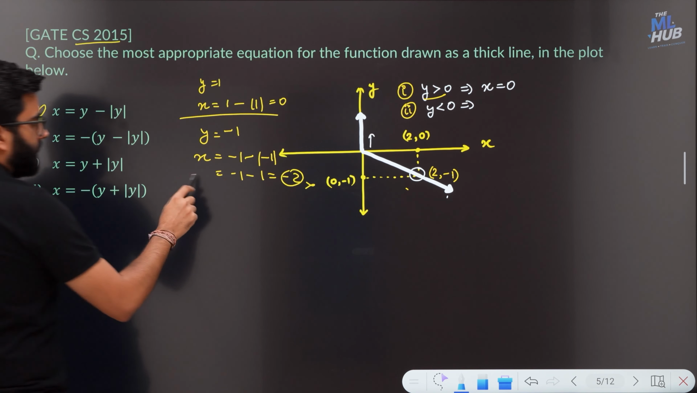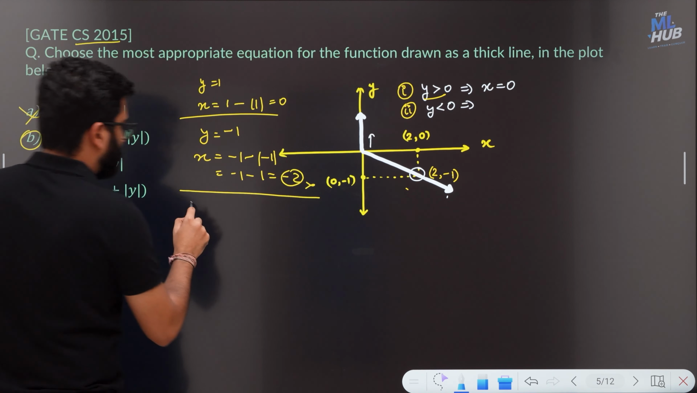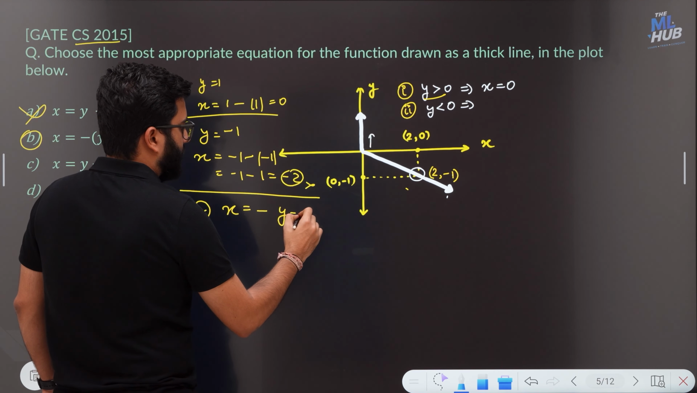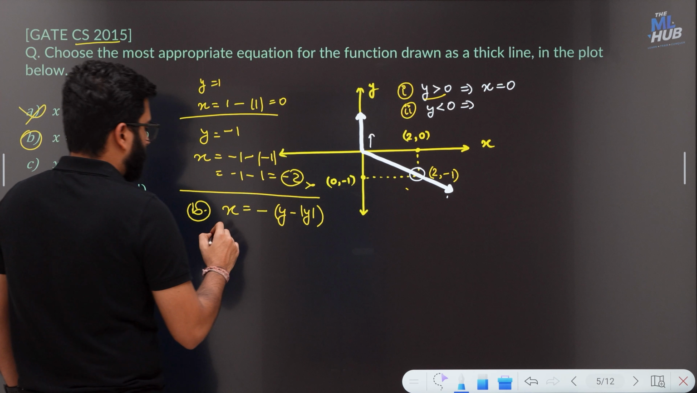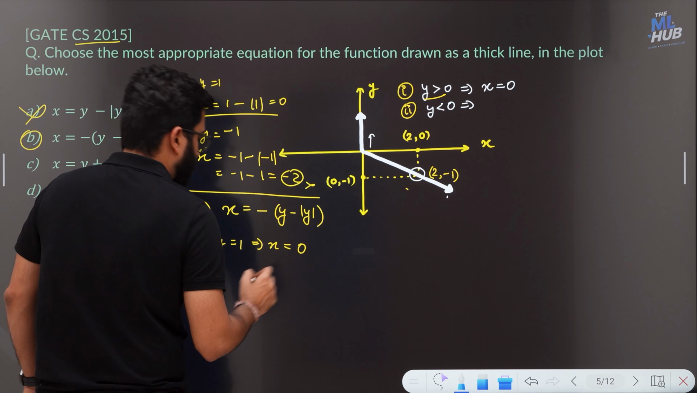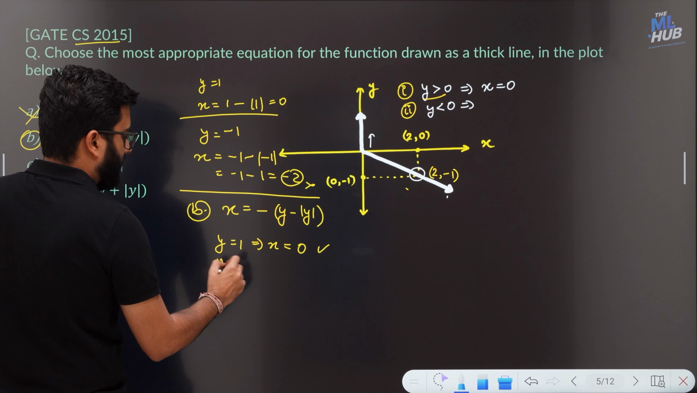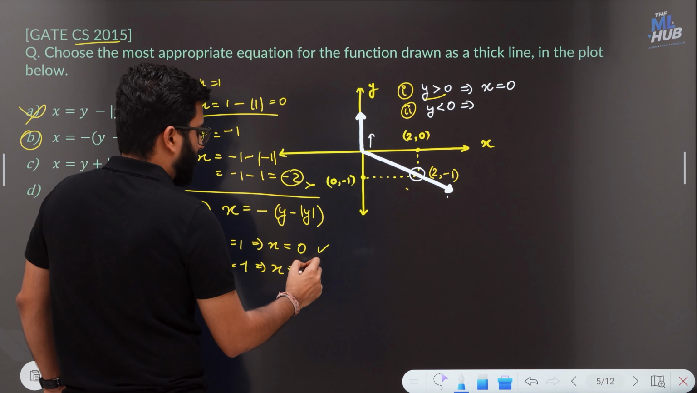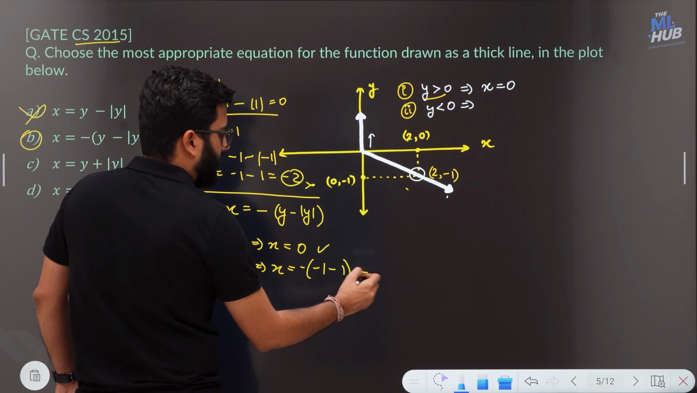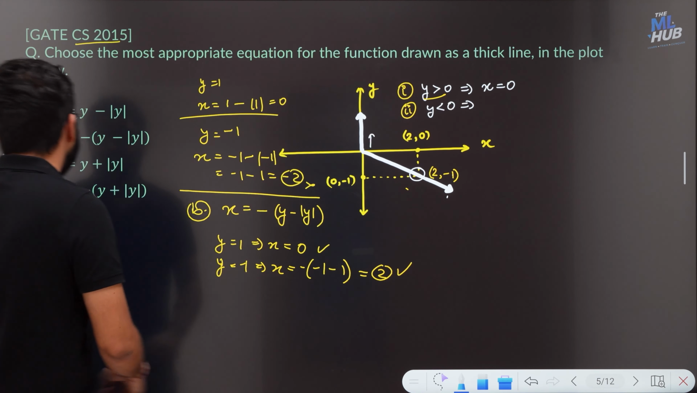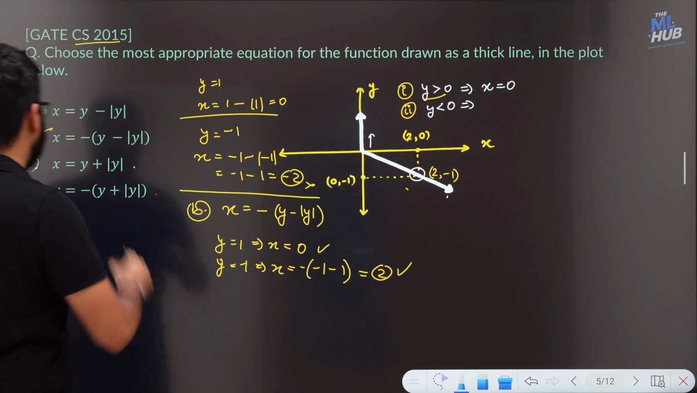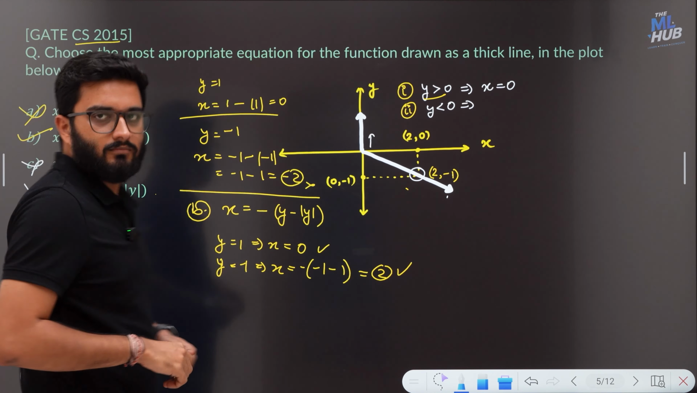Let's see the second. For option B, it is given as x is equal to minus y minus mod of y. So when y is 1, x is minus 1 minus 1... it is 0, which is right. When y is minus 1, x is minus of minus 1 minus 1, which will be 2. So it is also correct. Option B is satisfying both conditions. If you check C and D, they will be invalidated. So the right answer is option B.